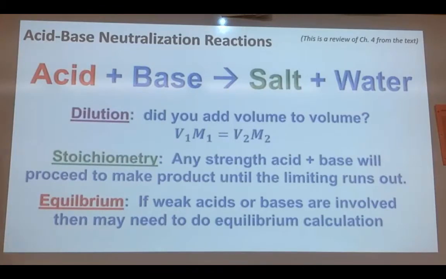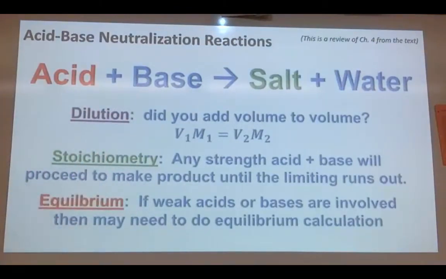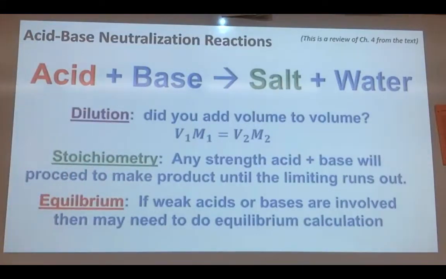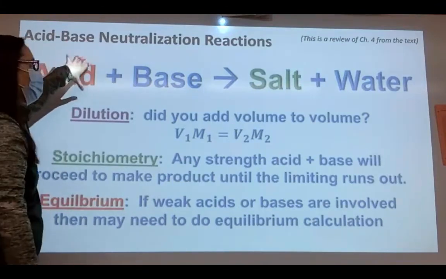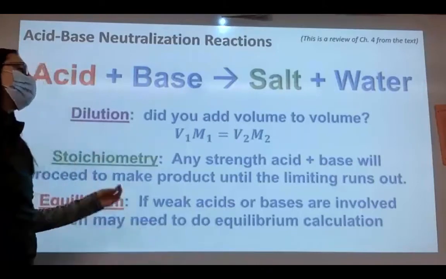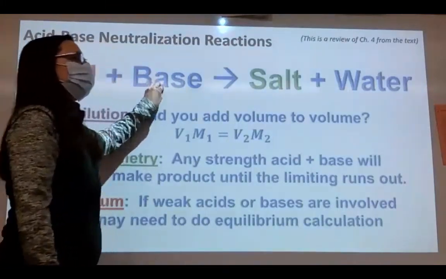The reason that's important is because we can use molarity in a stoichiometry problem. As long as we've taken into account that the volume is changing through dilutions, we can use molarity right in stoichiometry problems. So this is actually the order that we're going to do calculations in. If we're mixing an acid and a base together, we're going to start by using the dilution formula, M1V1 equals M2V2. We're going to figure out the new molarity of the acid and the new molarity of the base. Then we can do stoichiometry, because no matter what strength of acid or base you're mixing, a neutralization reaction is a stoichiometry problem.